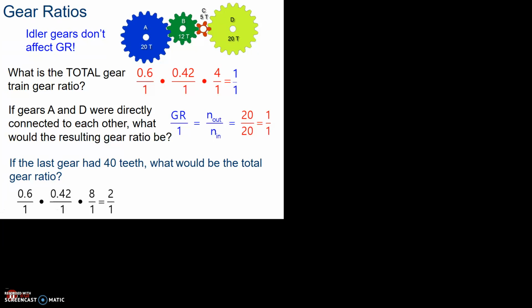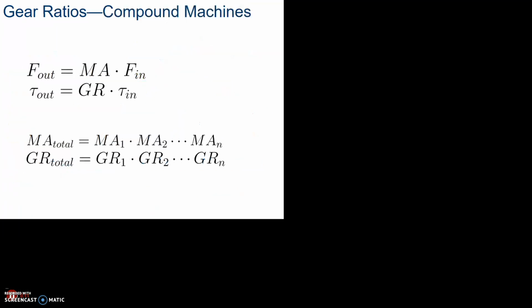So here it is: 0.6 times 0.42 times 8 is equal to 2, and you get that ratio. Now, gear ratios have the same math as mechanical advantage. Force out is just mechanical advantage times force in. Torque out is equal to gear ratio times torque in. So we can use that formula to calculate the torque out.